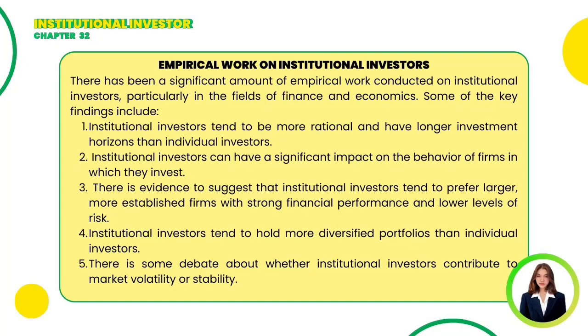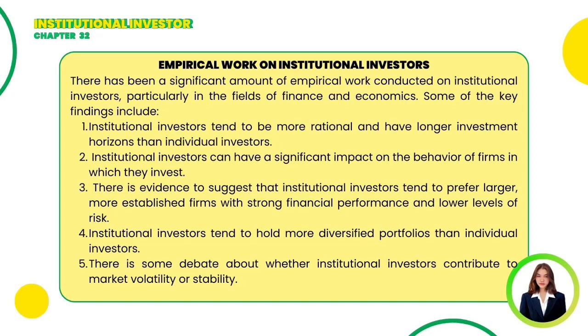The empirical work on institutional investors. There has been a significant amount of empirical work conducted on institutional investors, particularly in the fields of finance and economics. Some of the key findings include, first, institutional investors tend to be more rational and have a longer investment horizon than individual investors. This can result in more efficient pricing of assets and improved allocation of capital.